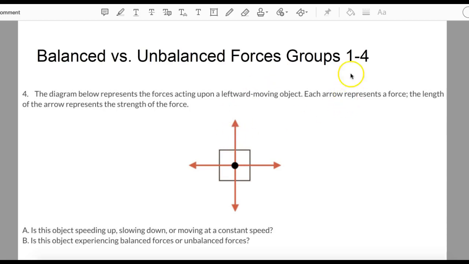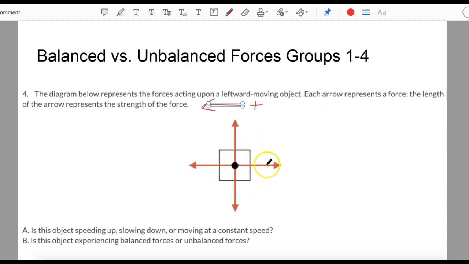There are several groups that they're going to have here, and so we're going to look at each of the different types. This is for groups 1 through 4, sorry. So here we have an object that is moving towards the left. So we know that the object, and let's go ahead and make an arrow here, is moving towards the left, so that's our positive.